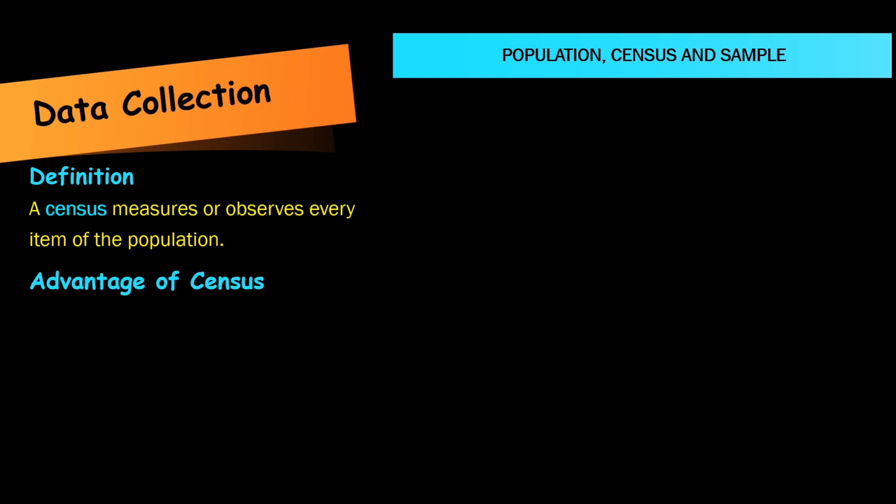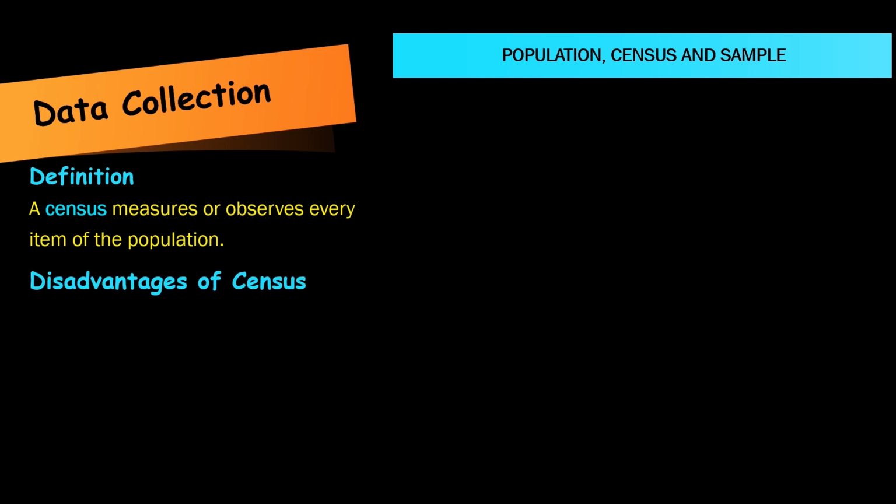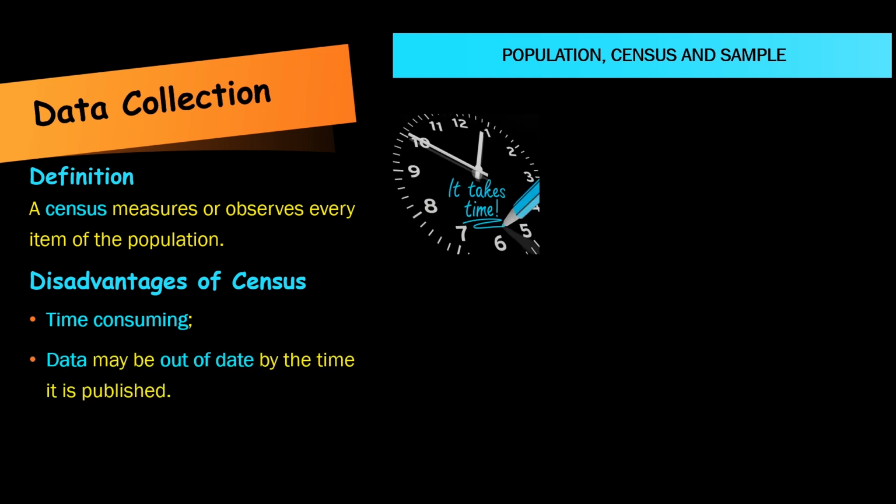What are the advantages of a census? Remember, a census measures or observes every item of the population. Theoretically, a census should give completely accurate results. The disadvantages of a census are that it is expensive and time-consuming. And additionally, the data may be out of date by the time it is published.